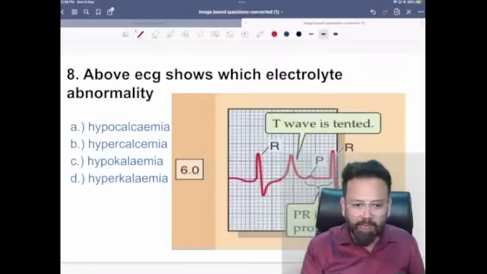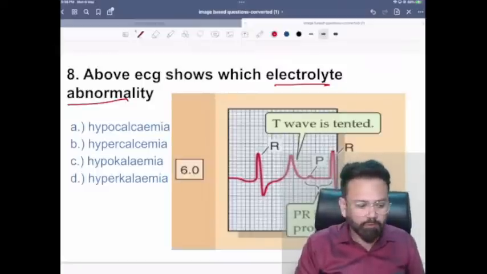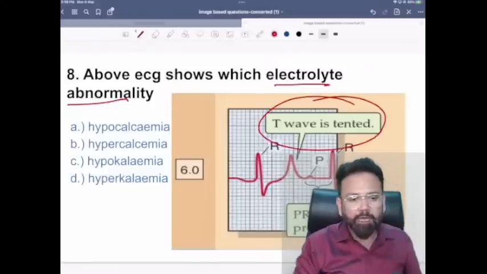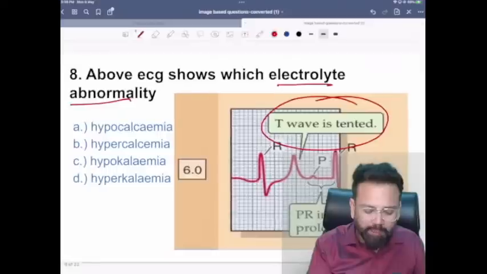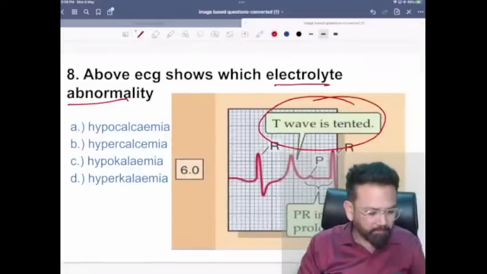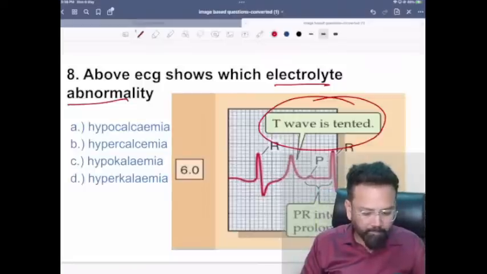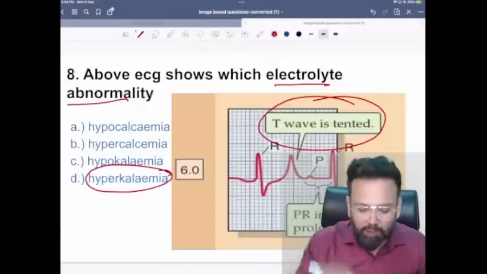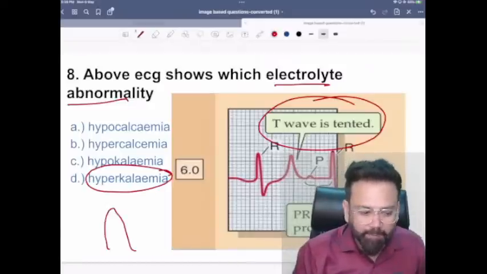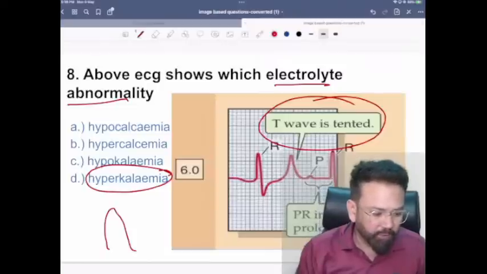Above ECG shows which abnormality? T wave is tented and PR interval is prolonged. So T wave is tented in which electrolyte abnormality? Hypocalcemia, hypercalcemia, hypokalemia, or hyperkalemia? Yes. Very good. Hyperkalemia. Very good. Excellent. T wave is tented, tall tented T wave you will get in hyperkalemia, and in hypokalemia you will get inverted T wave. Good. Next question.